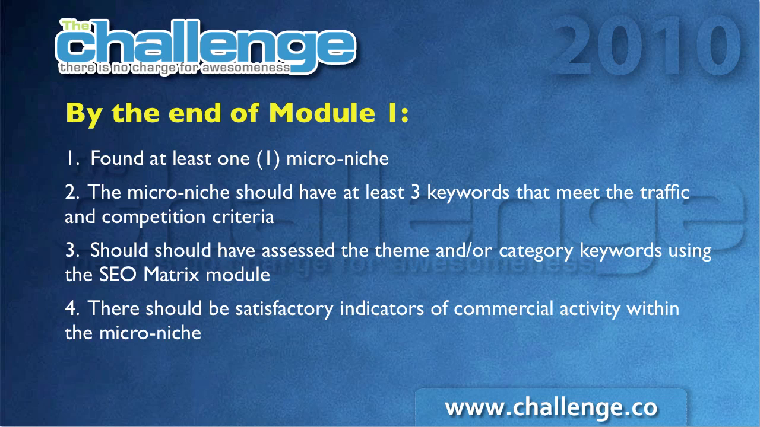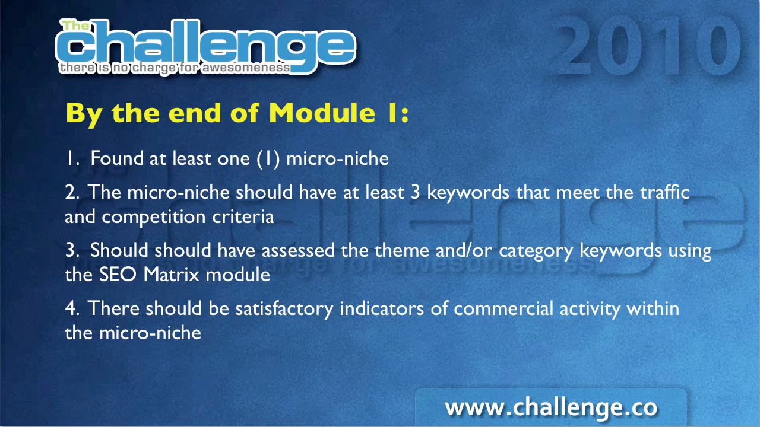Firstly, we expect that micro niche to have at least 3 keywords that meet the traffic and competition criteria we've applied, which is greater than 80 searches a day, SEOT, and less than 30,000 pages of competition phrase match, which is the SEOC number. We also expect that you'll have assessed those keywords using the SEO matrix module and satisfied yourself that there are some weak enough websites that are already ranking for that keyword where you have a reasonable chance of outranking those sites.